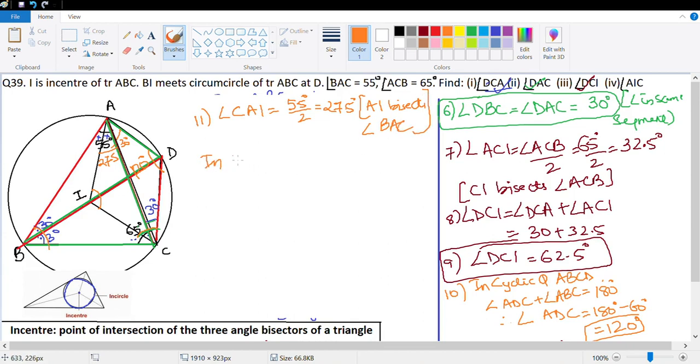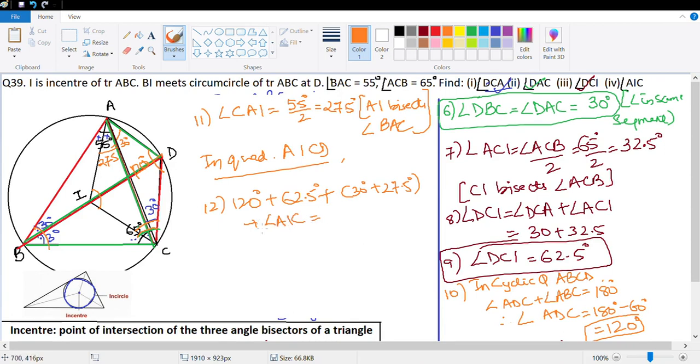So in quadrilateral AICD, what we have is 120 degree, which is this angle. This angle is 30 plus 32.5, which is 62.5 degree, and this angle is 30 degree plus 27.5 degree plus the angle that we need to calculate, angle AIC. All these angles would be equal to 360 degree. This is the angle sum property of a quadrilateral.